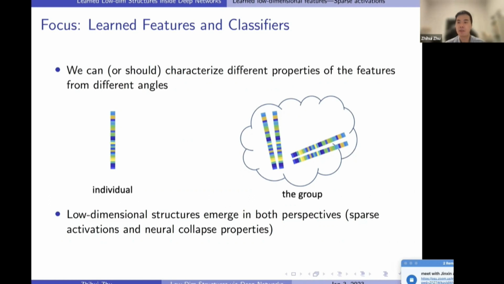The second one is that we put all the samples into the network and take out all the features. And then we look together at what properties there are among all these features. We want to study these collective behaviors. It turns out that low-dimensional structures will emerge in both perspectives.